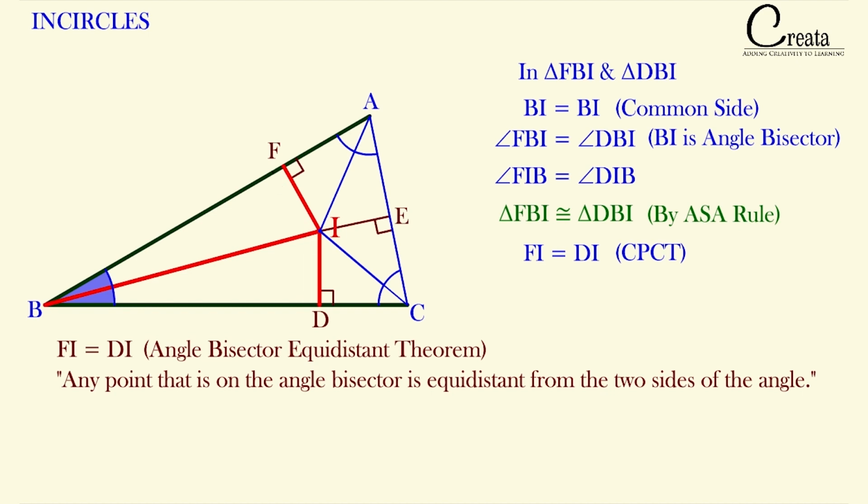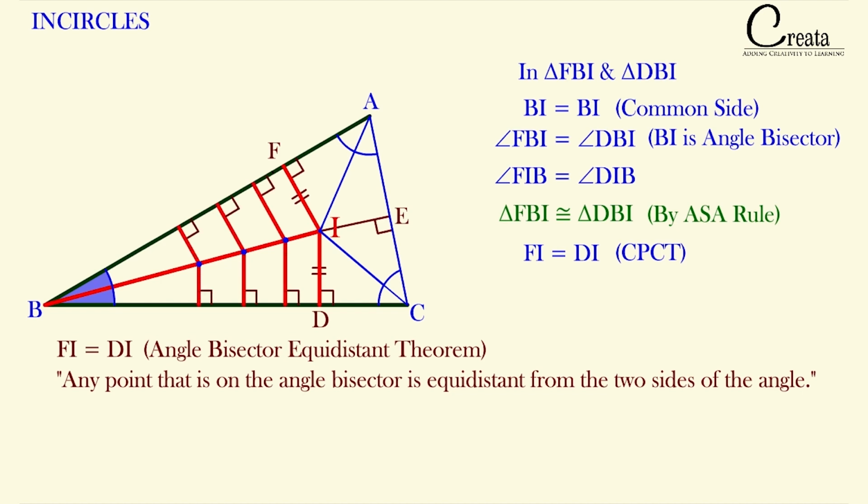And we have covered that the distance between a point and a line segment is the shortest distance, and the shortest distance is the perpendicular distance. So in other words, we can say the perpendicular distance between the point and the line segment for both of these sides will be equal to each other. That is IF is equal to ID. This is the angle bisector equidistance theorem. That is, if we take any point on this line segment, these points will be equidistant from both of these sides.